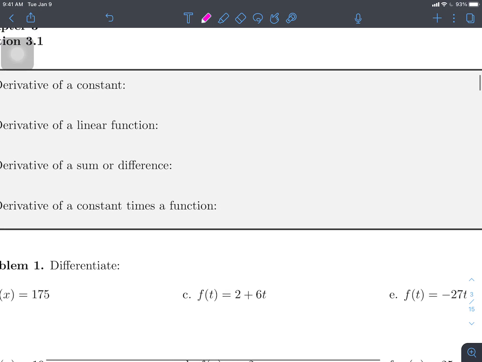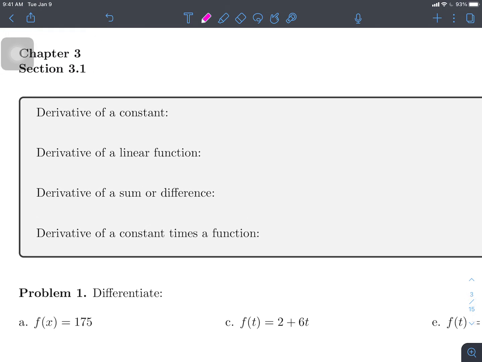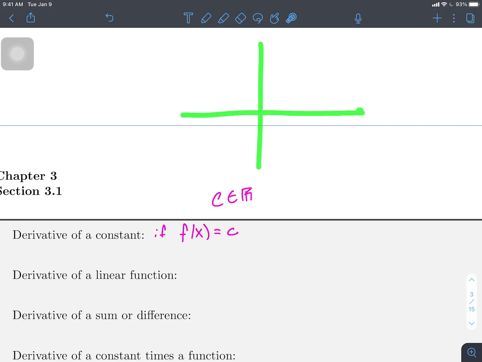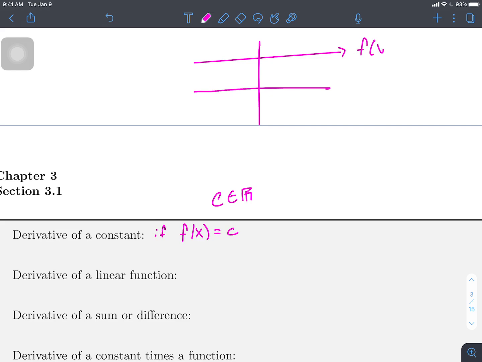So if f of x is a constant function, then f of x is equal to, say, c, where c is a real number. Think of something like f of x equals 2, or f of x equals 1 million. So it's equal to a number. In other words, this is a linear function with just height whatever c is. So this is f of x, and this height is c. It's just a horizontal line at height c.